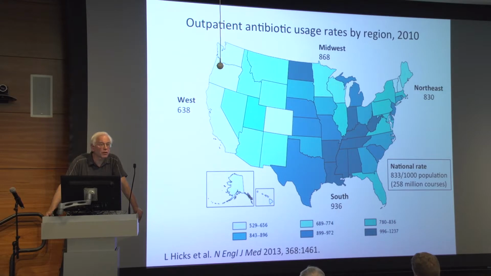Now, the CDC looked at the geography of antibiotic use. The national rate is 833 per 1,000, Northeast 830, Midwest 868, about the national average, West 638. Here's state of Washington, nice and light in color. Here's the South, 936. Between the South and the West, a 50% difference in the per capita rate of antibiotic prescriptions. And there is no 50% difference in the rate of serious bacterial infections. This reflects differences in practice and culture. And just about every survey of antibiotic use shows enormous diversity and variation in usage.